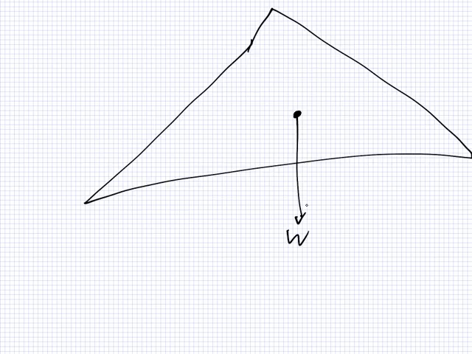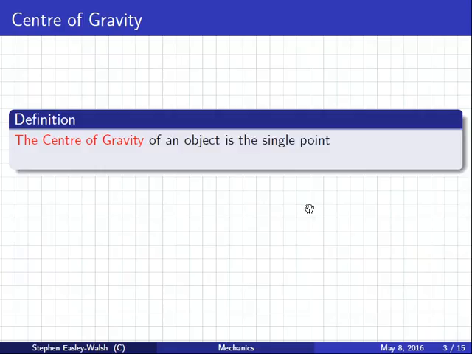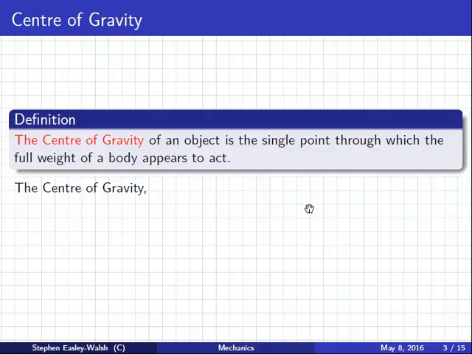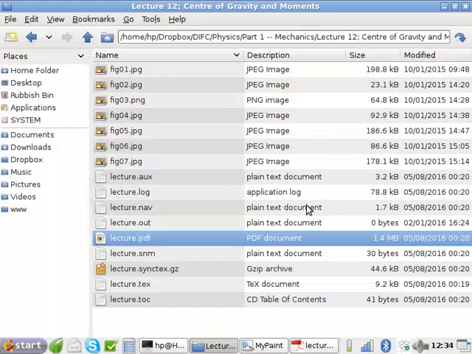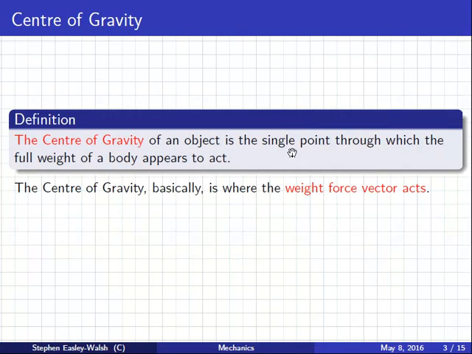Now, we all kind of understand what center of gravity is from our day-to-day life. The center of gravity of this is where the weight acts. You can find that with your finger. It's the point where you can balance it. So it's basically where the gravity force acts. It's the single point through which the full weight of a body appears to act. So the center of gravity is basically where the weight force vector acts. In other words, on my picture, it's where I draw the weight. Okay, so this is the formal definition here, please. I want you to write this down. It's where the weight appears to act.